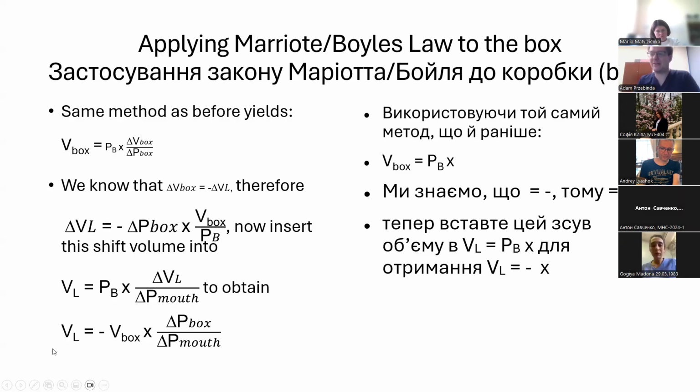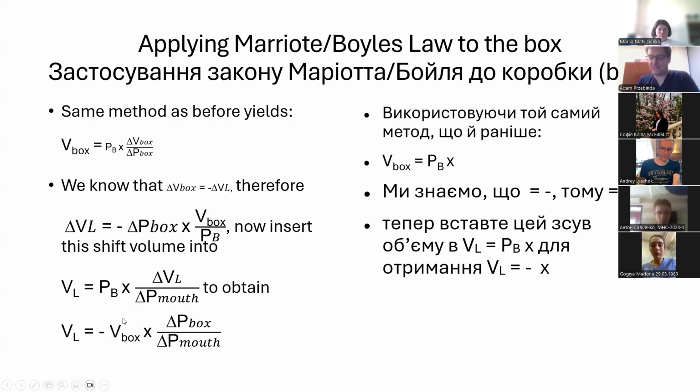Understanding the derivation doesn't matter too much, but what we've shown here is that the volume of the lung is related to the volume of the box, the change in pressure of the box, and the change in pressure of the mouth. So the change in pressure of the box is pretty easy to measure because there is a pressure transducer in the box. And the change in pressure in the mouth is also very easy to measure because there is a pressure transducer there. So the last piece is, what is the actual volume of the box?